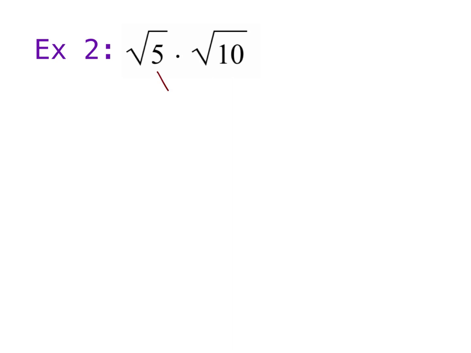All right, so we multiply these. Square root 5 times square root 10 gives me a what? Perfect. Square root of 50. Now, is square root of 50 a perfect square? No, it's not a perfect square. Okay. So what I need to do is see if this can be broken down more, though.